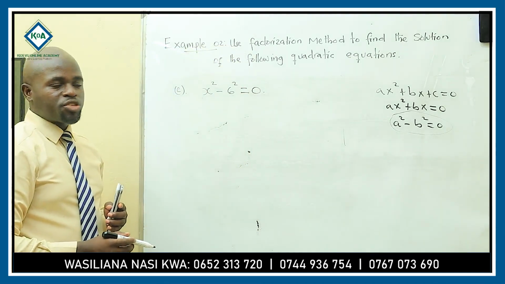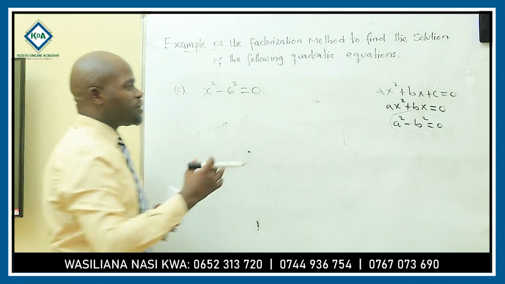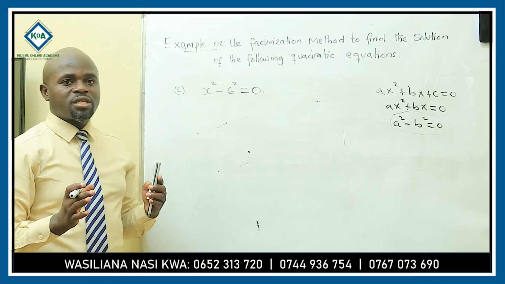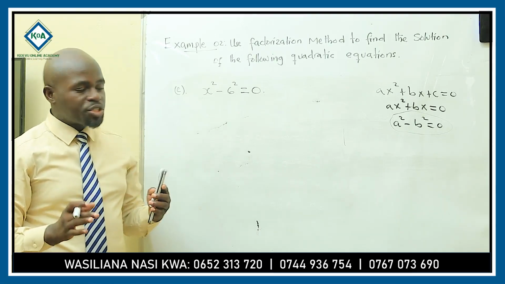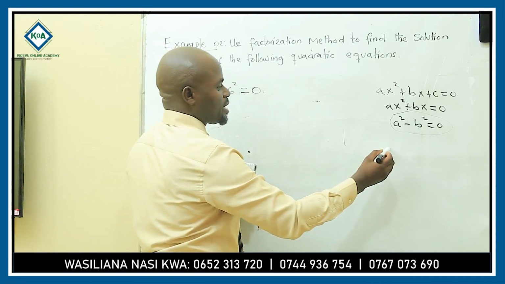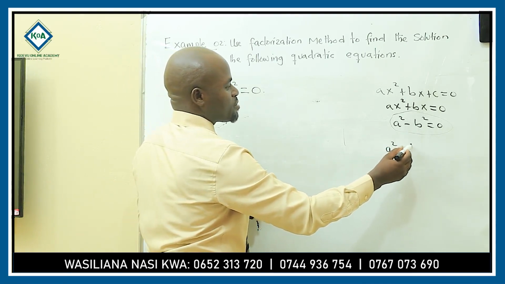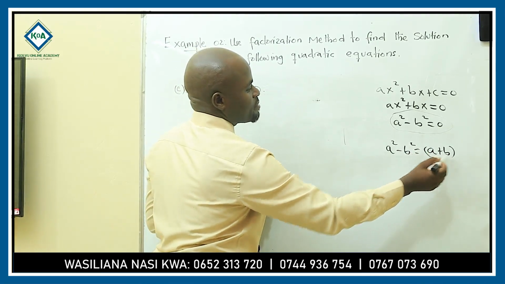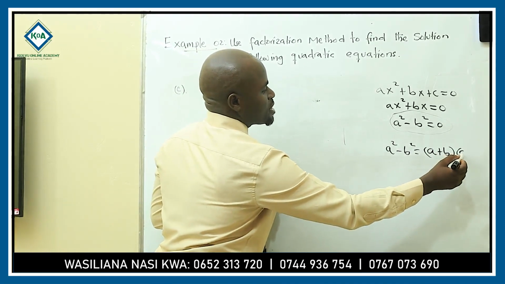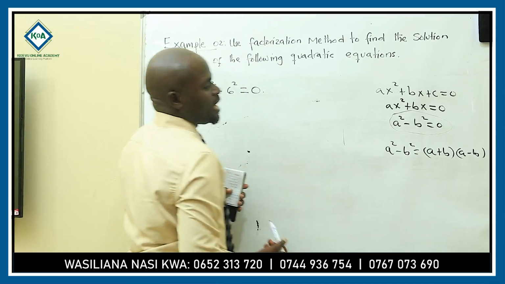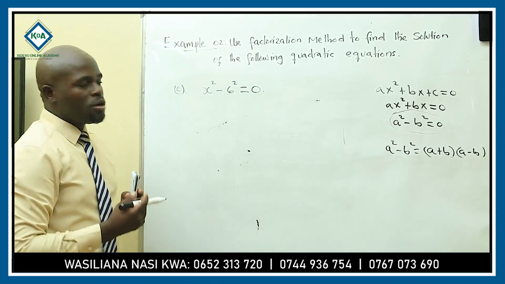So if the equation is written in this form, how can we find the factors? All quadratic equations or expressions which are written in this form, their factors will be like if you have a squared minus b squared, then the factors will be a plus b. The first factor you add, the second factor you subtract. So the factors will be a plus b, then a minus b. So those are two factors.